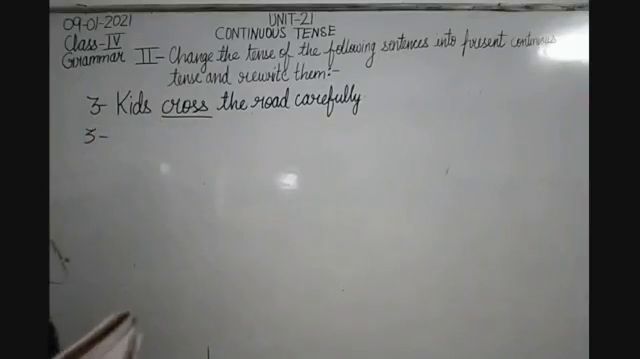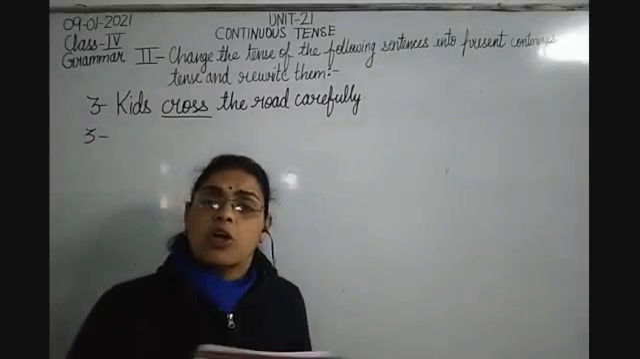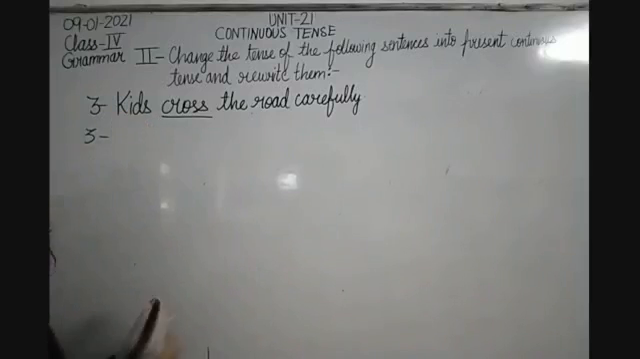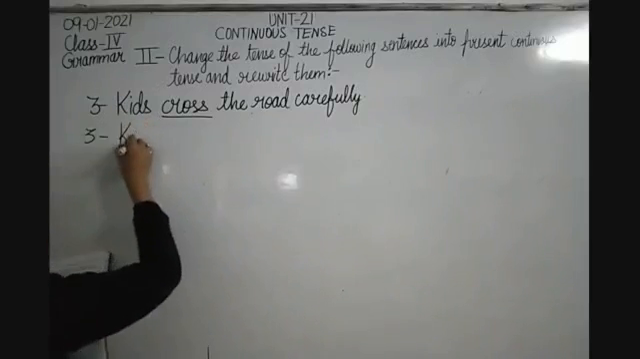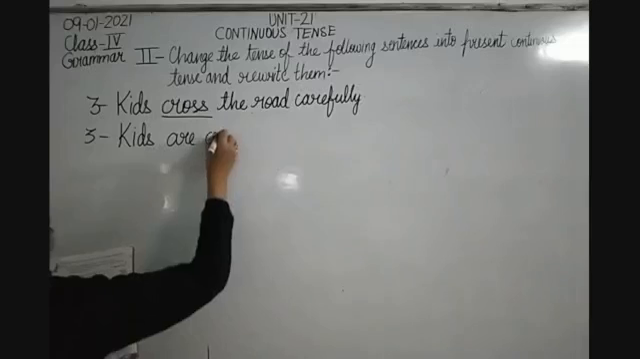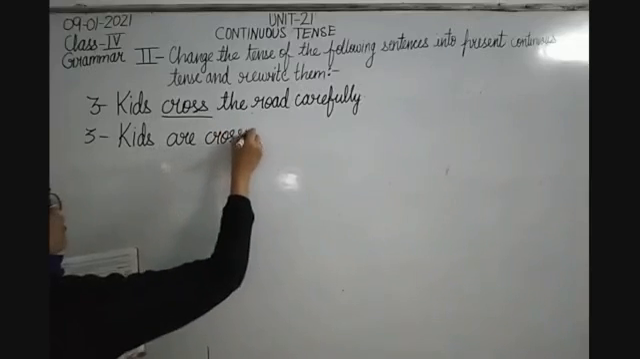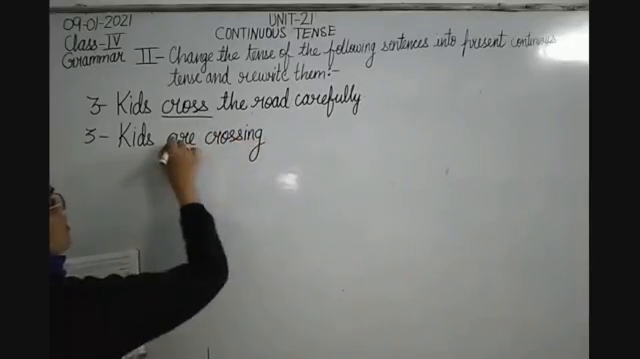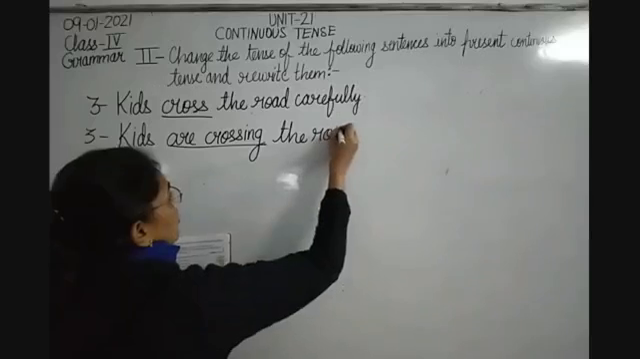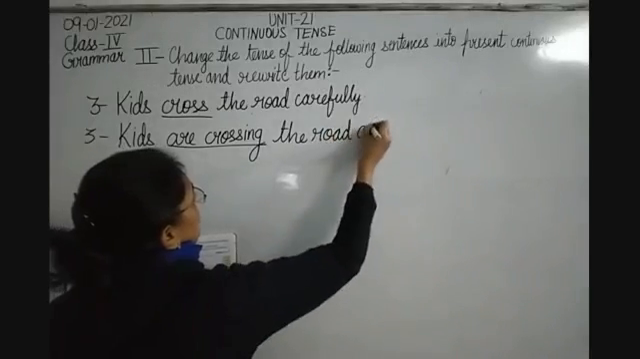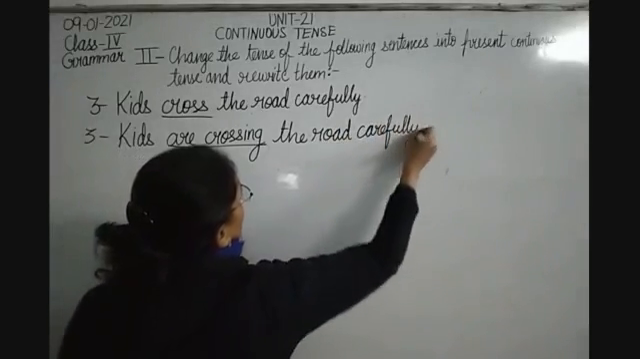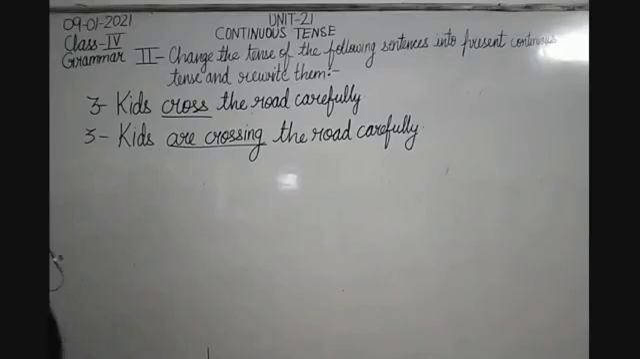Fine. Cross का ing form क्या हो जाएगा, crossing. Now helping verb will depend upon the subject. Subject क्या है, kids. Kids में s लगा है, plural है, so kids are crossing the road carefully. Kids cross the road carefully.